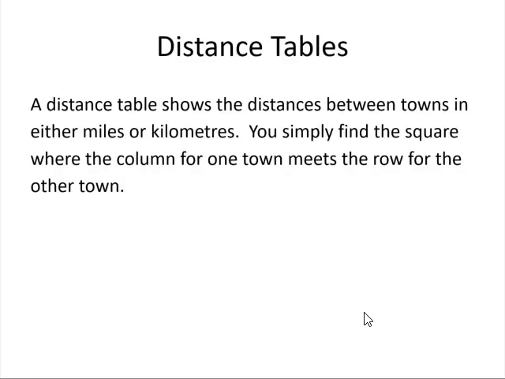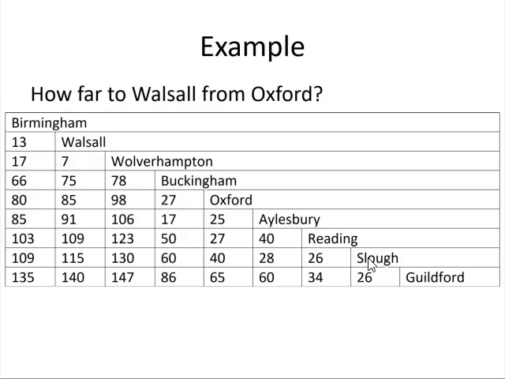Distance tables. A distance table shows the distance between towns in either miles or kilometres. You simply find the square where the column for one town meets a row for the other town. Let's look at an example. How far to Walsall from Oxford? Well, if I go down from Walsall and across from Oxford, it meets at 85. So it's 85 miles from Walsall to Oxford.